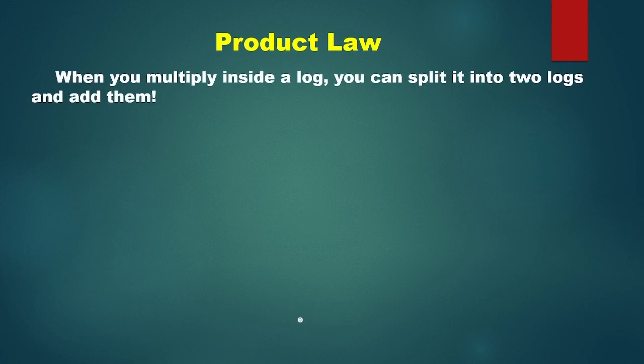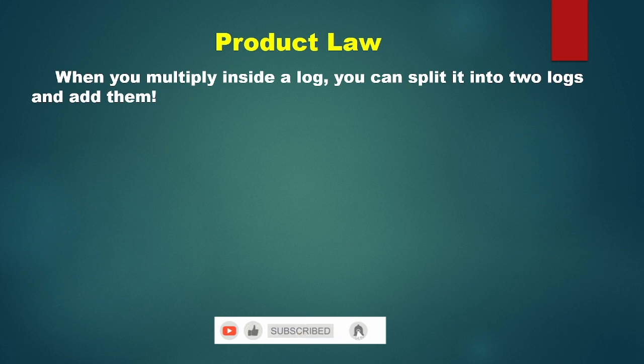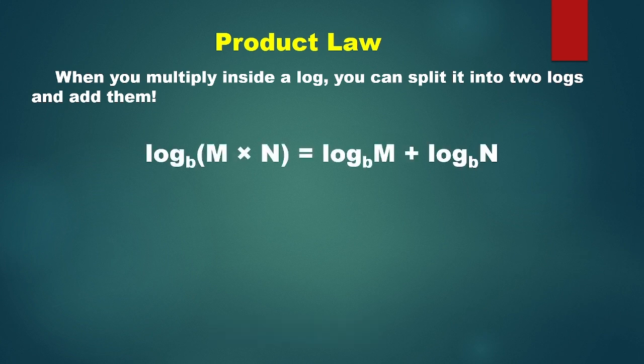Firstly, the product law. When you multiply inside the log, you can split it into 2 logs and add them. That is, if I have a log of m times n in base b, I can simply split m and n as log m in base b plus log n in base b.